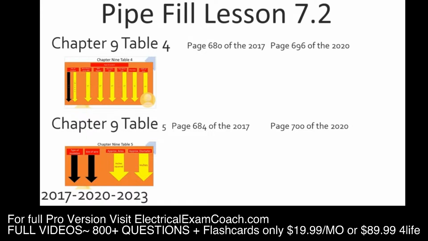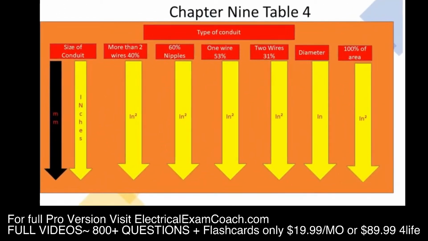When we get to Chapter 9, Table 4, we're going to find that all of these tables look almost identical, and the only distinction is the name of the type of conduit at the top of the table. You'll notice that the very first one is EMT, and then it goes down to a bunch of familiar friends in conduit: our RMC, Schedule 80, Schedule 40, and all of those different types.